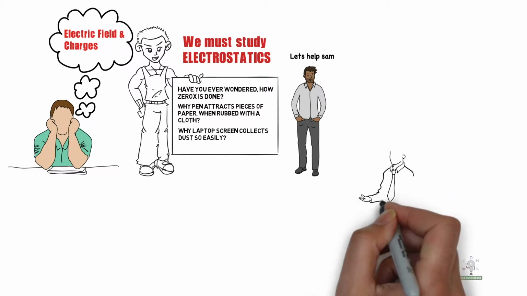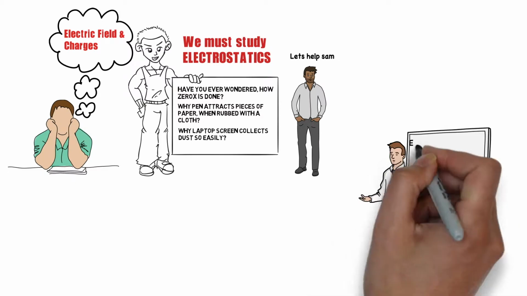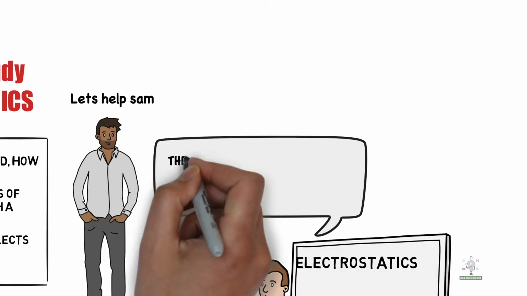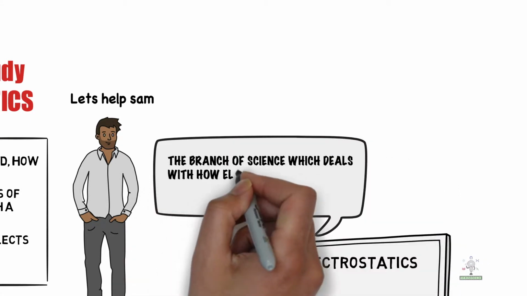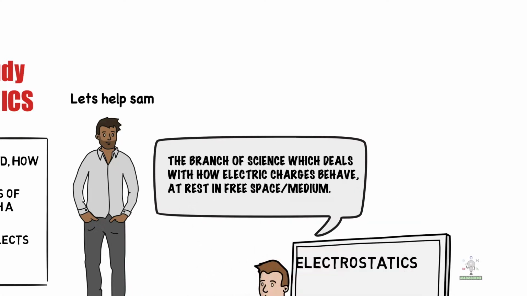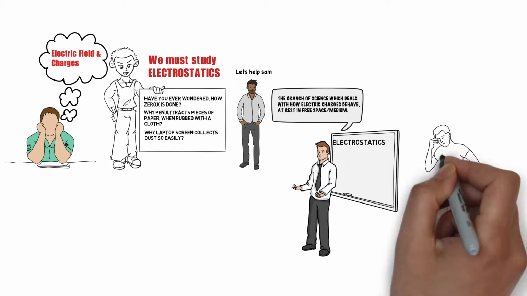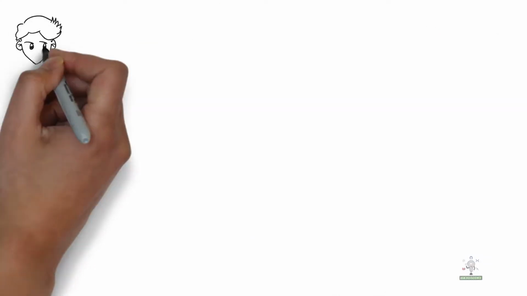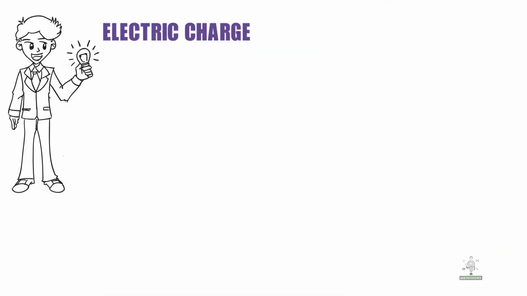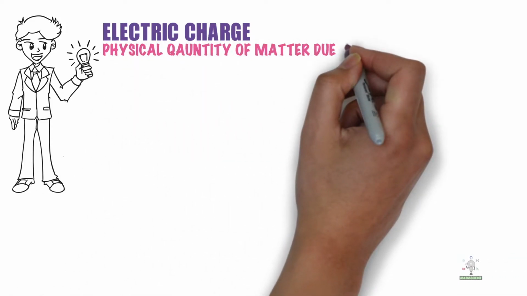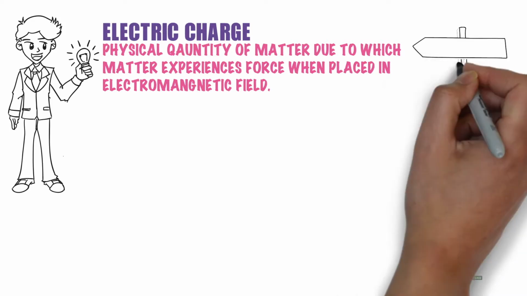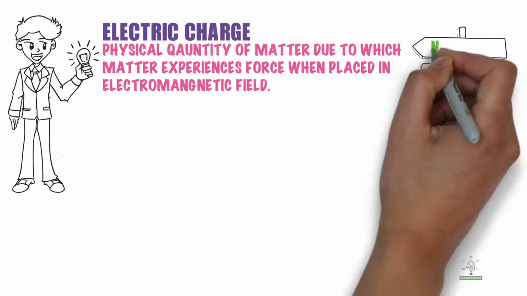What is electrostatics? Electrostatics is a branch of science which deals with how electric charges behave at rest in a free space or a medium. First, let's see what is an electric charge, because after reading the title you must be wondering what is charge. Charge is a physical quantity of matter due to which matter experiences a force when placed in an electromagnetic field.